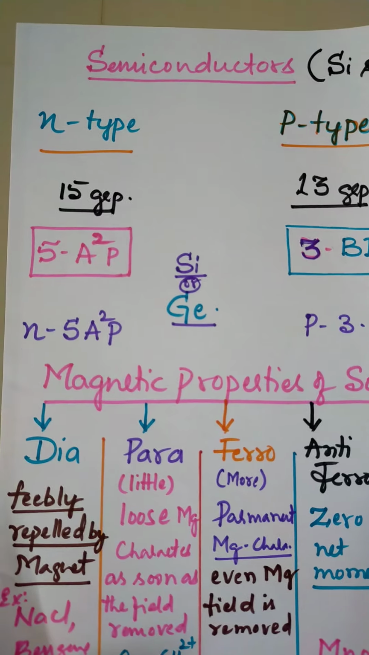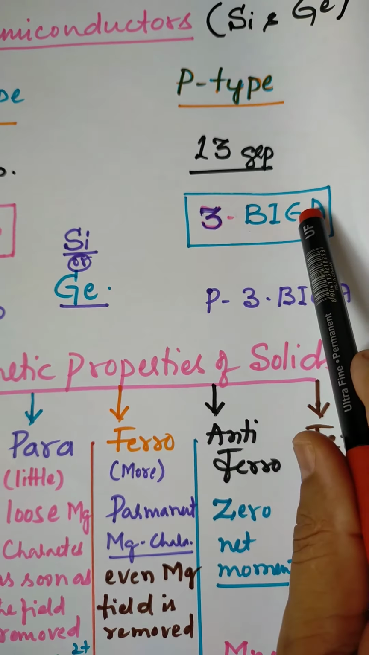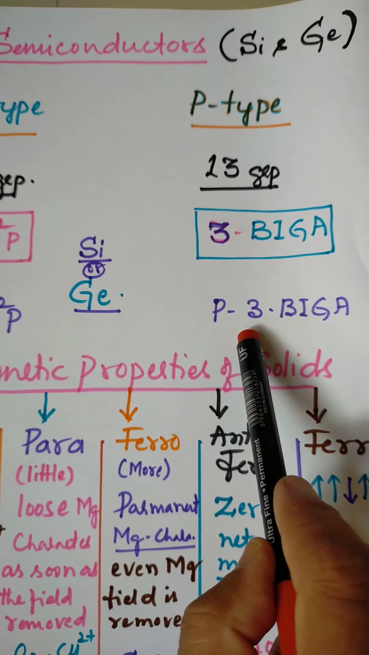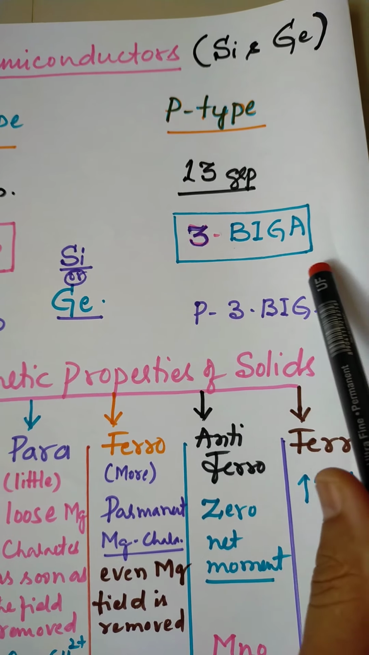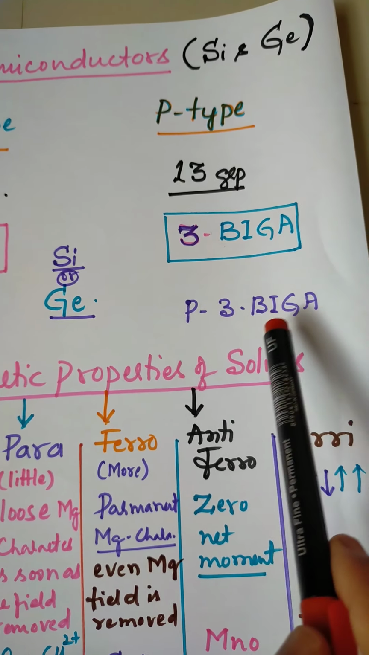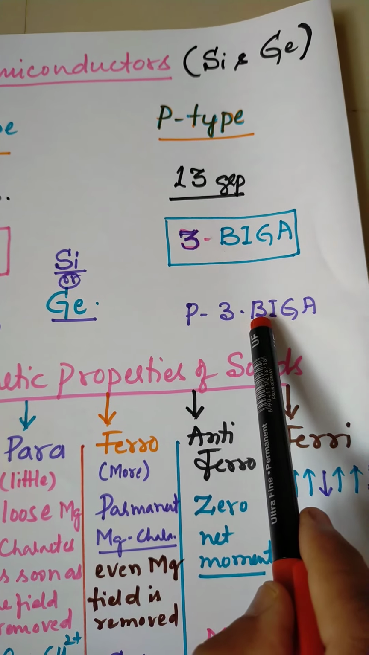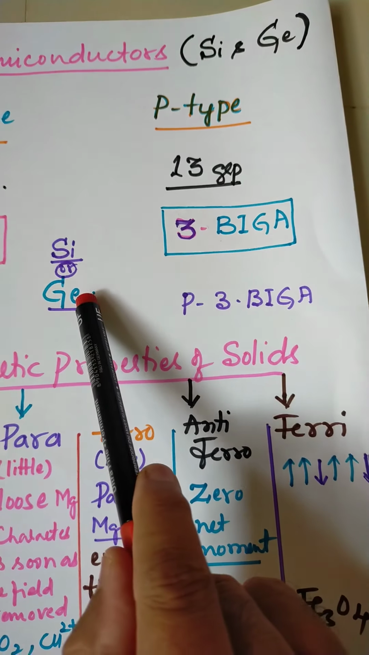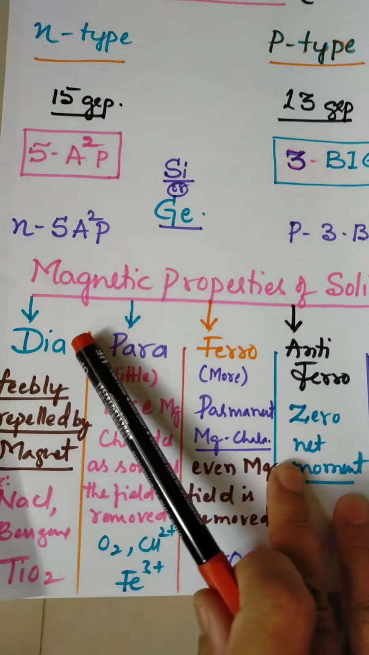Then I have been teaching the same thing here. Trivalent, that's a P3 bigger. Go through this definition, one of the definition words for the P type of elements. When trivalent impurities like boron, indium, gallium and aluminum are replaced in silicon or germanium, the obtained semiconductors are called P type of semiconductor.